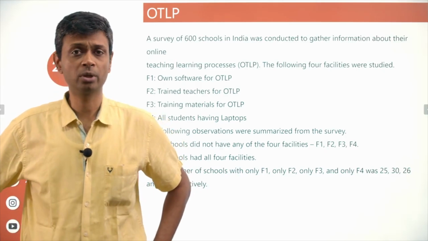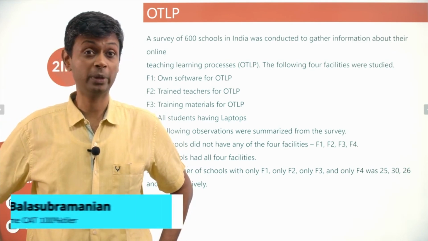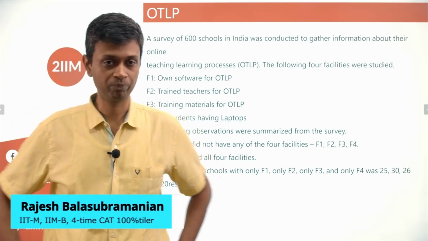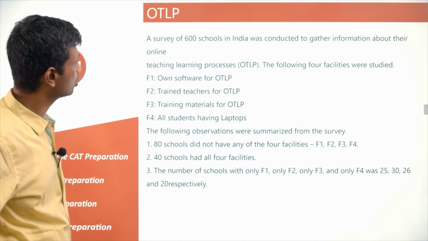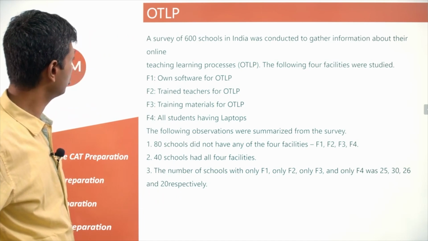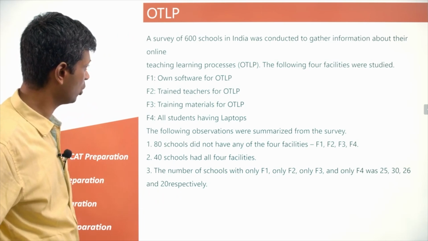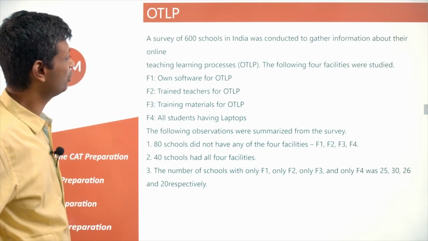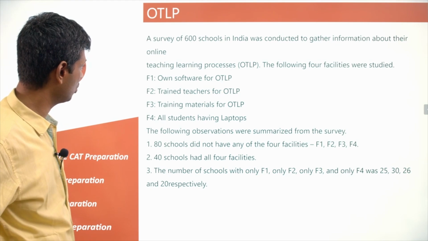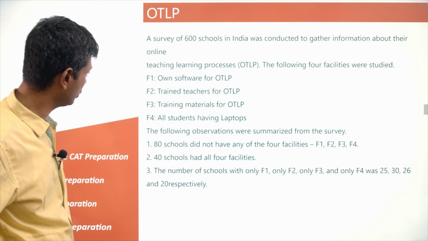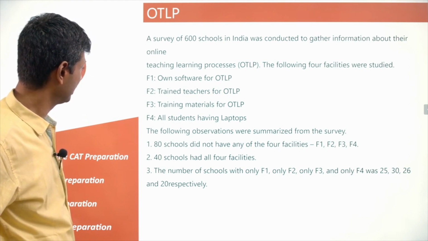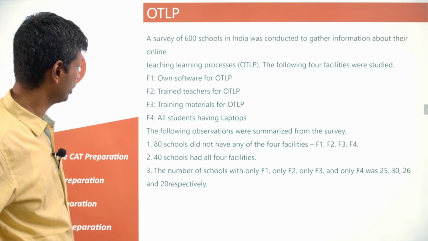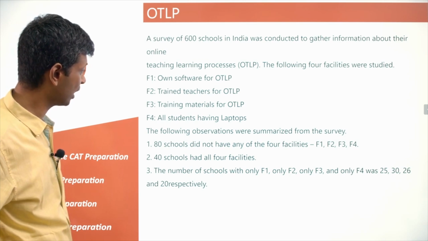I'm going to be doing a question from LRDI. This was from CAT 2020 slot 3. Wonderful question. A survey of 600 schools in India was conducted to gather information about their online teaching learning process, OTLP, quite appropriate for this year. The following 4 facilities were studied. F1 owned software for OTLP, F2 trained teachers for OTLP, F3 training materials for OTLP, F4 all students having laptops.